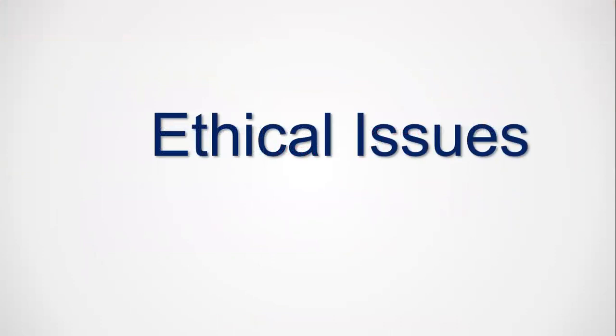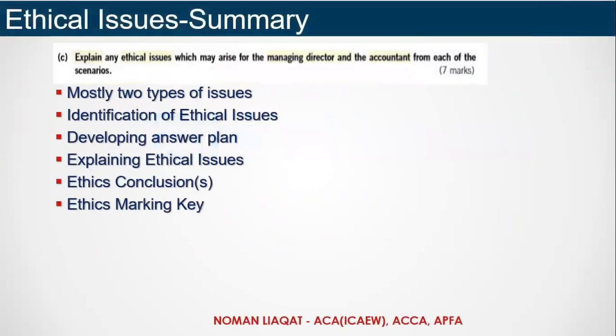Another brief example is ethical issues, because this is one of the common poor areas of students. So let's look at it in detail. Again, this is an exam requirement from December 2018, question number 2. We are going to discuss this ethical part. Explain any ethical issues which may arise from the managing director and the accountant from each of the scenarios. We have to explain. We do not need to only identify, but we have to explain as well.